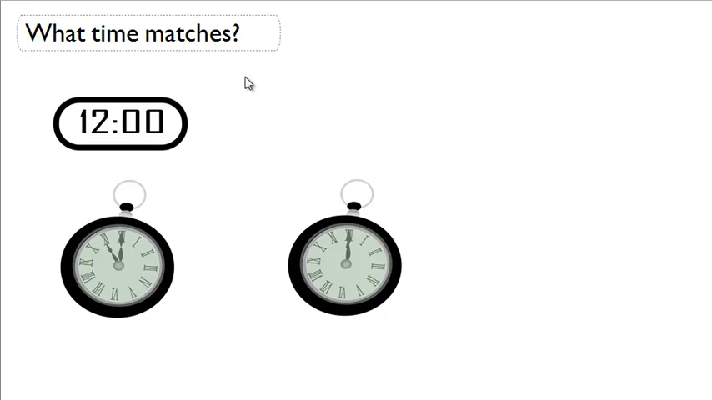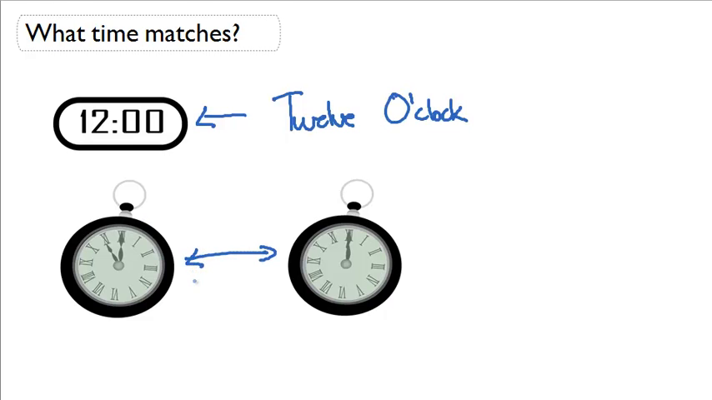Hello, scholars. Today, we are tasked with finding what time matches this digital clock. Well, the digital clock we see says 12, if we put it in words, 12 o'clock with no minutes. So, out of these two watches, which one is it? Is it the one on the left or the one on the right?